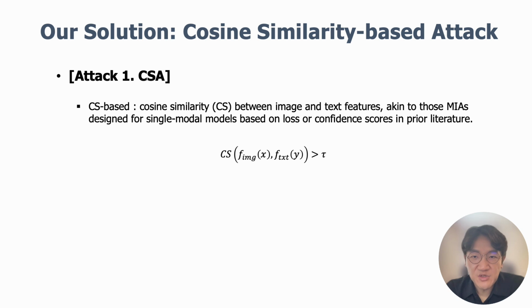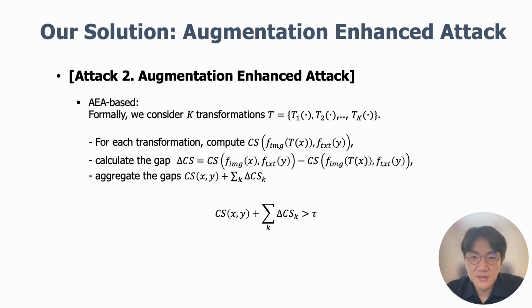This is similar to metric-based attacks in traditional membership inference attacks. Since CLIP is trained to maximize the cosine similarity between image and text features, we can leverage the cosine similarity as a metric to determine membership information.